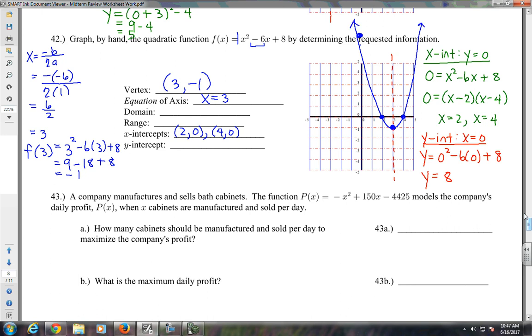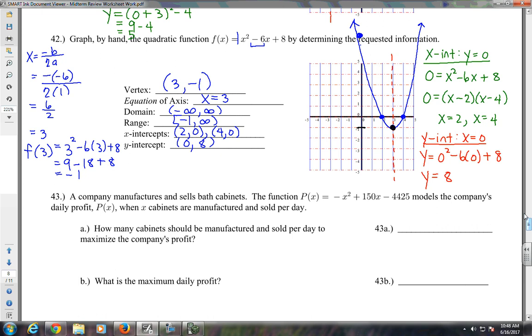The domain of a parabola is always negative infinity to infinity. The range is going to go from the lowest point to the highest point. The lowest y value here is negative 1. The highest is infinity. I better fill in my y-intercept there. So our problem is complete.